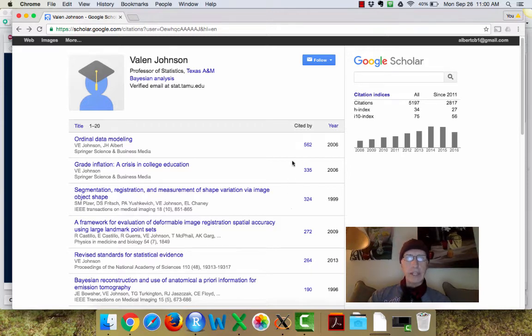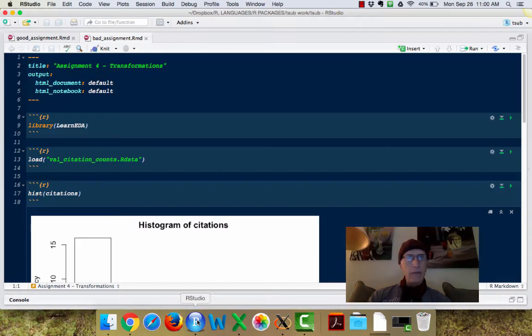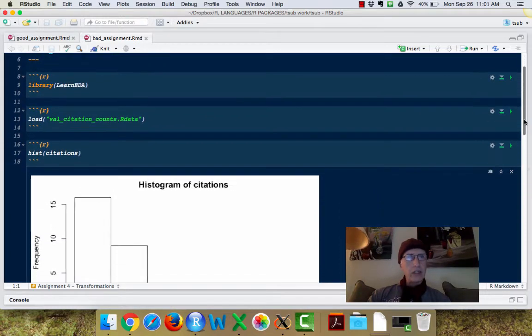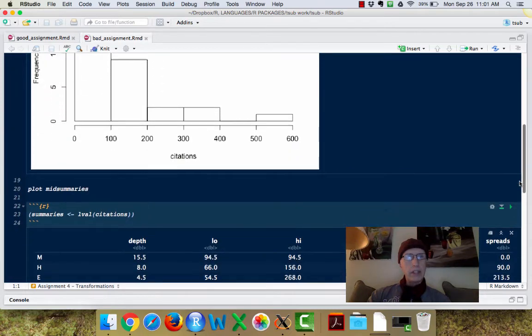So what I did is I collected the numbers for his 30 most cited publications, and I put that in R. Now, let me give you an example of a bad assignment for this week and a good assignment. So here's an example of a bad assignment. Here I'm making up my R notebook, and I load in the LearnEDA package, read in the data, construct a histogram, and plot the mid-summaries.